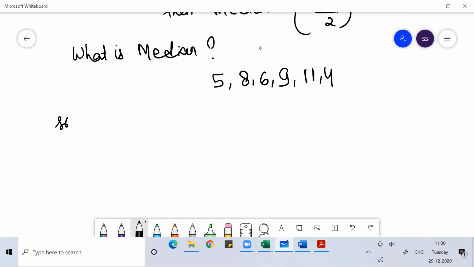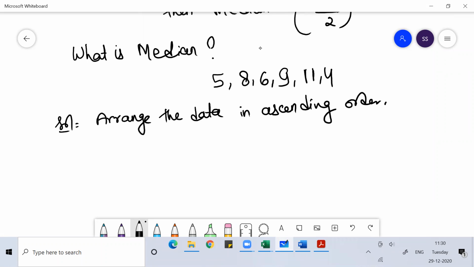What you'll do is arrange the data in ascending order. If you arrange the data in ascending order, then your data will be 4, 5, 6, 8, 9, 11. Find the number of terms: 1, 2, 3, 4, 5, 6. Your n is 6.